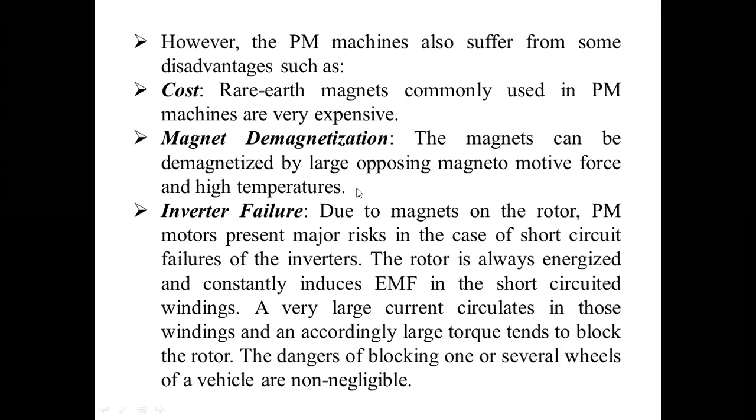Whenever the excitation is produced, the flux is produced by the rotor using permanent magnets, and within the stator we are using the armature winding. With respect to the interaction between these two fluxes, an EMF is also produced. That is the back EMF or counter EMF, which opposes the main flux. That is the magnet demagnetization. The magnets can be demagnetized by large opposing magnetomotive force and high temperatures.